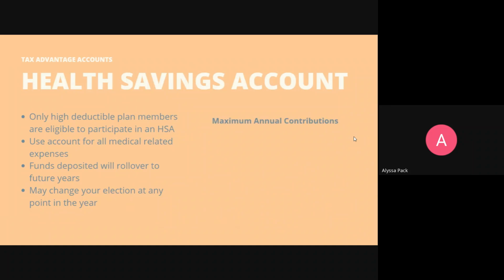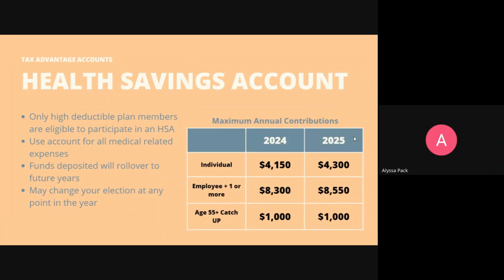Starting with our health savings account, only members on our high deductible health plans are able to participate. So if you're on our basic health plan or a different health plan that's not a high deductible plan, you are not eligible. You can use these funds for any medical related expenses. So whether it's out-of-pocket cost towards your deductible, you need some medicine, things like that. The funds that you deposit into it will roll over year to year. So if you put in $1,000 this year, but you only use $500, that extra $500 will roll over to your account next year, and so on. So you can accumulate those.